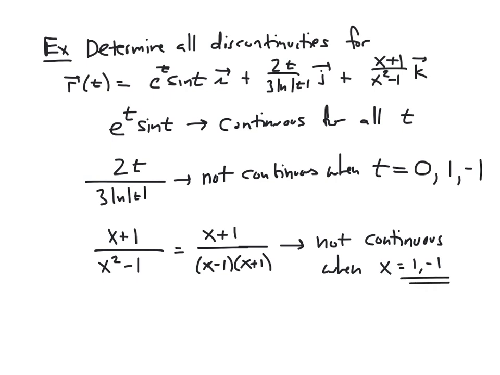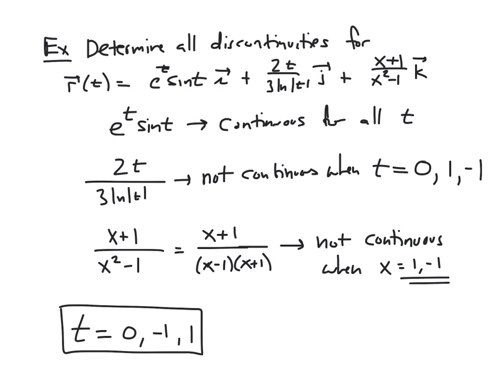Right? And now if we look at all 3 of these components, we know as long as all 3 of these components are continuous, so will the original function r. And so the only points where we have discontinuities will be at t equals 0, negative 1, and positive 1. At each of these 3 values, at least one of the component functions is discontinuous, but at all other values, all 3 are continuous, and therefore the only discontinuities for this function lie at 0, negative 1, and 1.